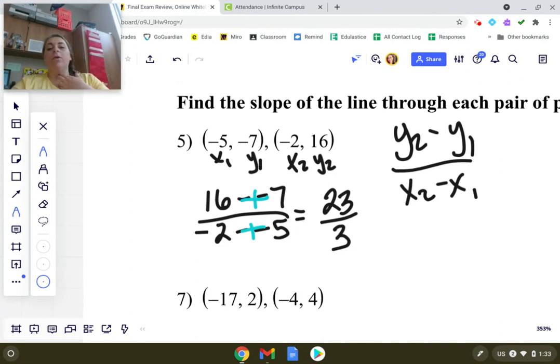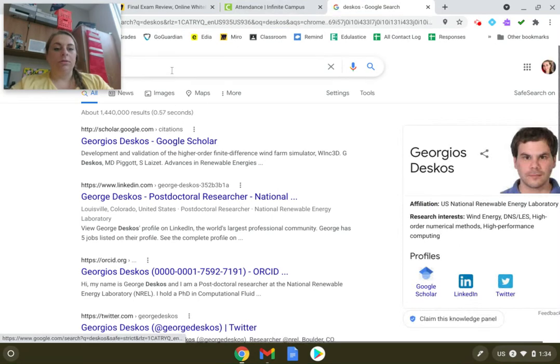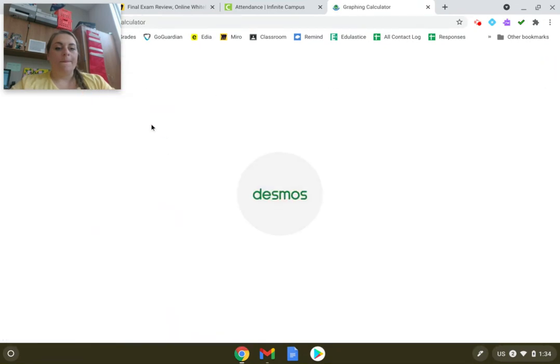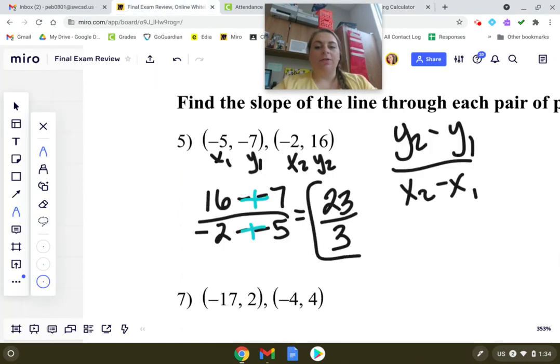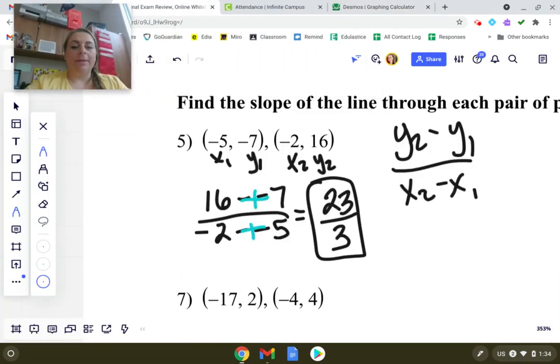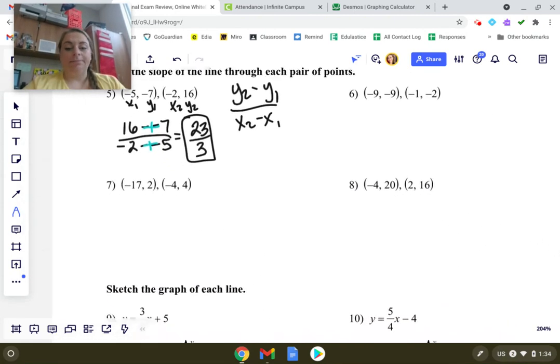So right here, we're going to look and see, does this simplify? And you could do that by typing it into Desmos. Oops, I typed in Desmos wrong. Here we go. So if we type it in, I can go 23 divided by 3. And we can click this thing here, and that fraction does not simplify. So that's just my final answer of 23 over 3. Okay, so you'll do that same thing with 6, 7, and 8.